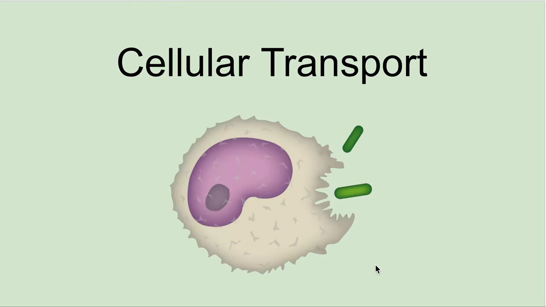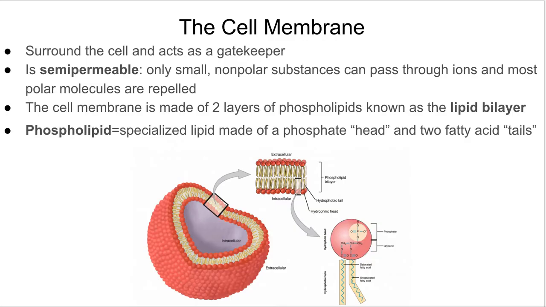Today's lesson on cellular transport. Each cell has a cell membrane, which is a skin for the cell that acts as a gatekeeper. We say that the cell membrane is semi-permeable, and that means it lets some materials through, but it doesn't let other materials through. Specifically, small molecules and nonpolar substances can go right through the cell membrane, right through the skin of the cell, and larger items and charged items like ions and polar molecules can't get through the cell membrane.